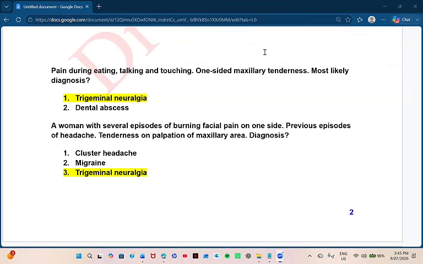Then how does migraine present? Migraine, what type of headache is there? Migraine is a throbbing and pulsating headache, right? It is also usually unilateral, right? Usually it can last 4 hours to 72 hours, right? 4 hours to 72 hours.